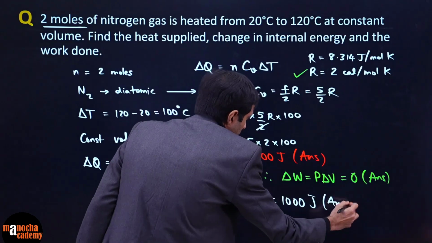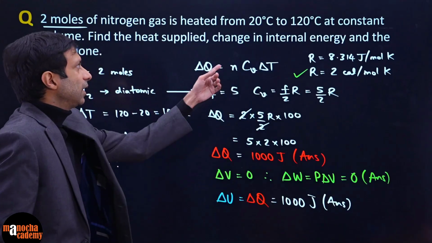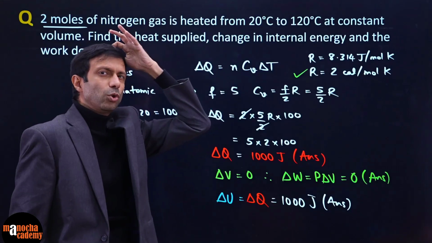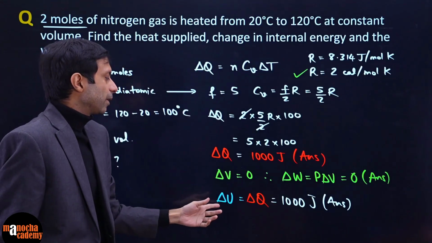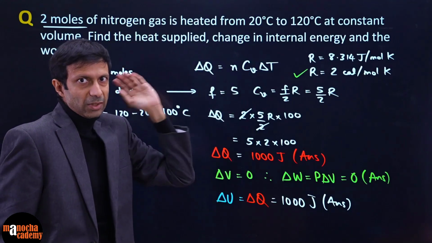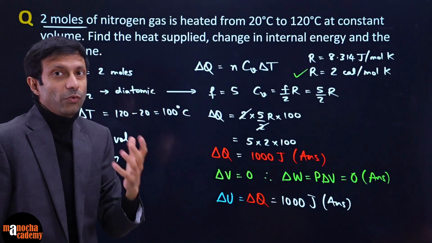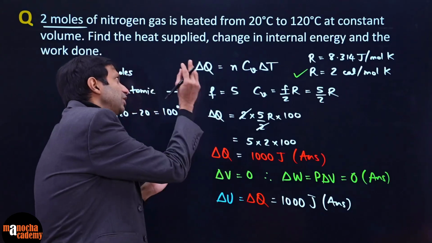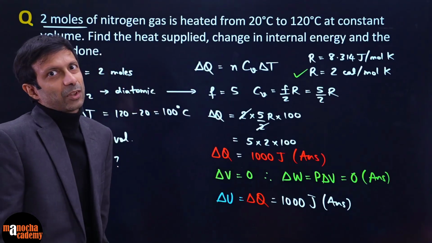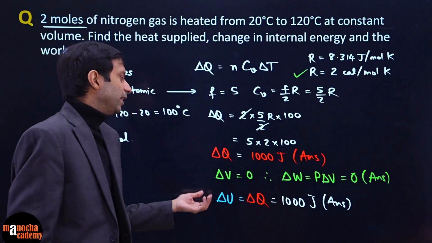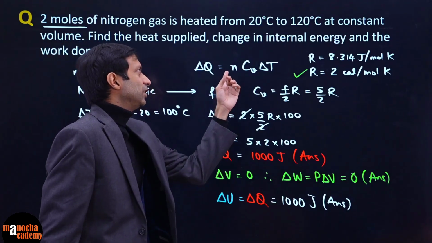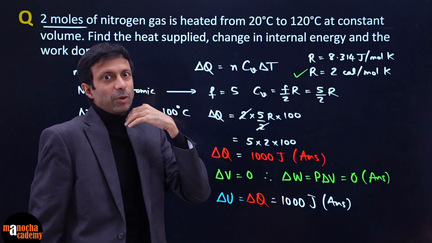Finished. Delta U, you could have also calculated like this, nCv delta T, but there's no need to do that because work done is 0, right? So delta U can be found out like this also, because at constant volume there's no work done. So change in internal energy is same as the quantity of heat absorbed.